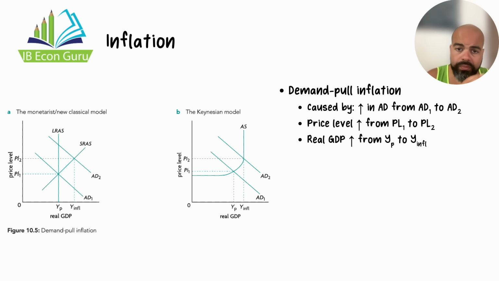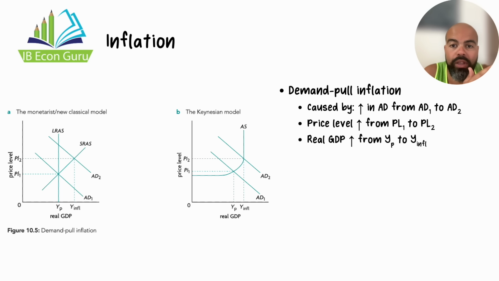Because there's an increase in AD, real GDP also rises from YP, here we're assuming the economy is starting at full employment, to YINFL. That's short for inflationary gap. It's the same here with the Keynesian model, from YP to YINFL. What that means is that output is increasing. By the way, these are also the diagrams for short-term economic growth.